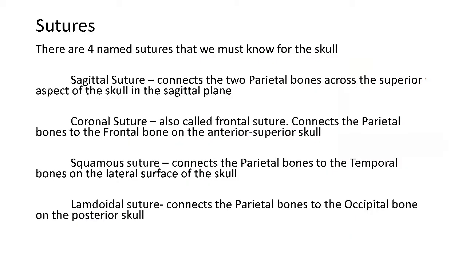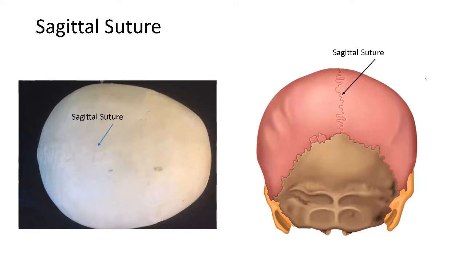There are 4 named sutures, and this page is a description of each suture. The sagittal suture runs in the sagittal plane and connects the 2 parietal bones in the superior aspect of the skull, so it's right on top of your head. The coronal suture is also called the frontal suture. It runs in the coronal plane and connects the parietal bones to the frontal bone. Coronal means crown, so think about wearing a crown. The squamous suture, sometimes written squamosal, connects the parietal bones to the temporal bone on the lateral surface. The lambdoid, sometimes lambdoidal, suture connects the parietal bones to the occipital bone on the posterior skull. So let's look at each of those individually.